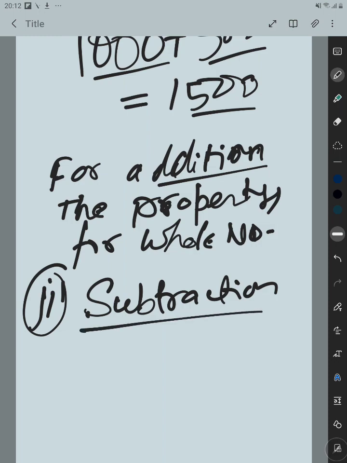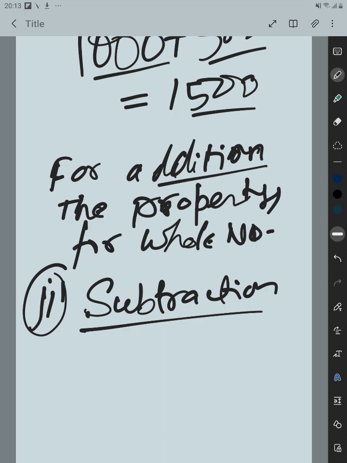For subtraction, we will subtract two whole numbers. If we always get a whole number, then it is said to be a closed property for subtraction.